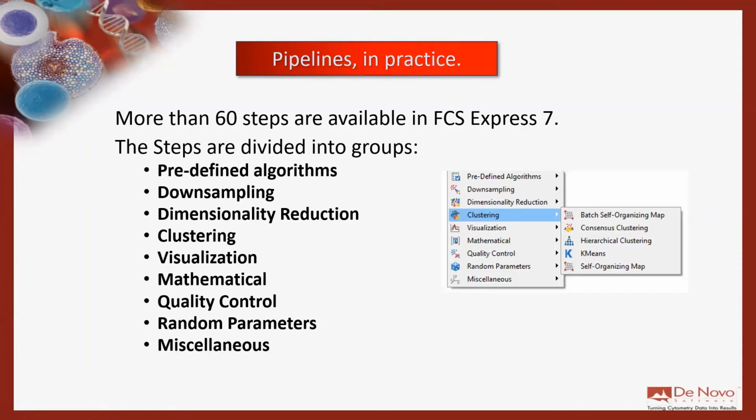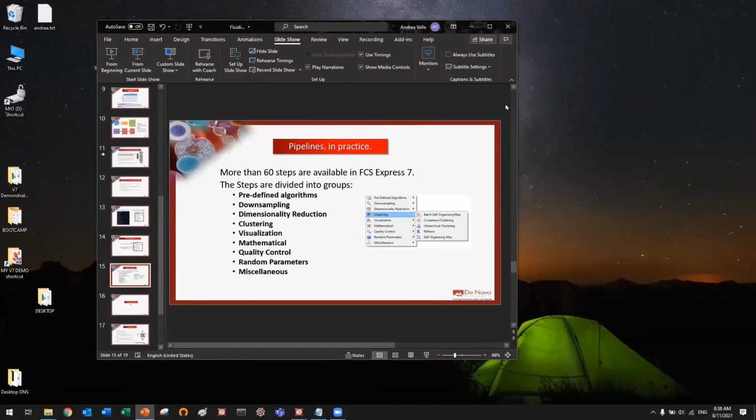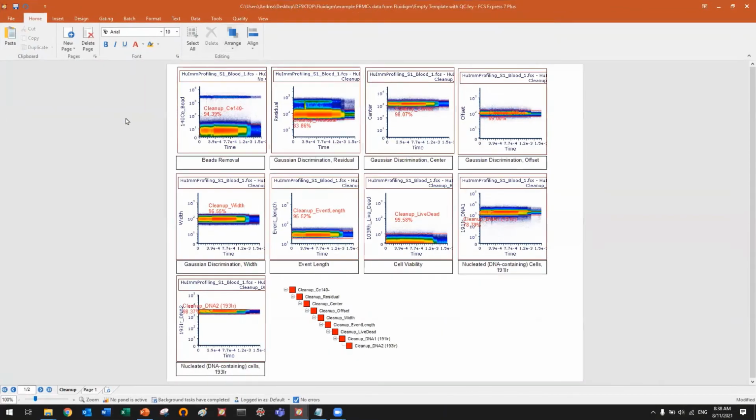We have more than 60. They are well organized in different categories, like predefined algorithms, downsampling step, dimensionality reduction step, clustering step. You can combine them as you want. So let me close this and let me open this layout. These are our old friends.